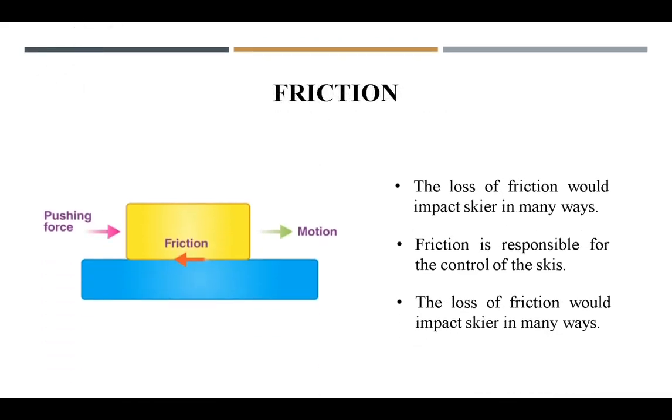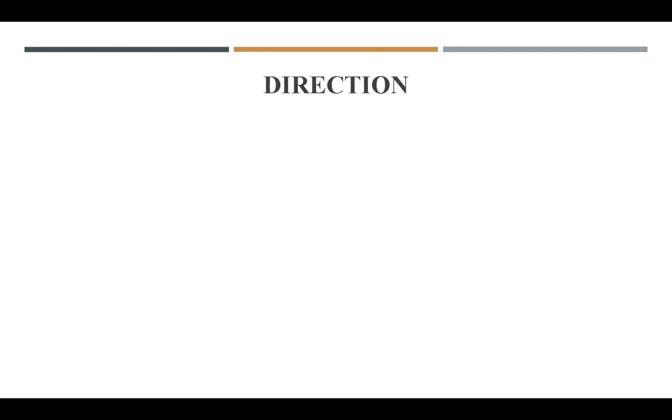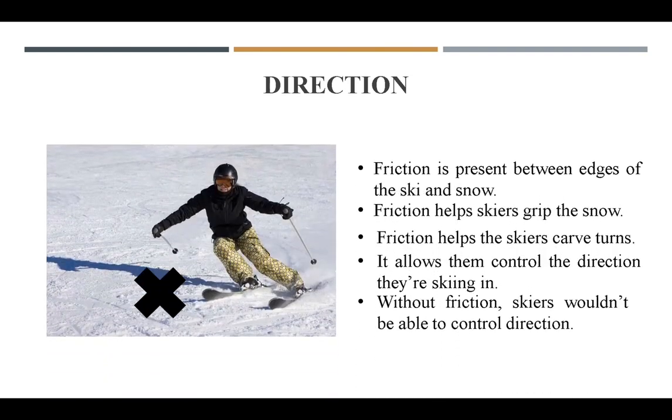Friction is the force that opposes motion. Without friction, skiers would lose control of their skis. The loss of friction would impact the skier in multiple ways. Friction always acts in the opposite direction of motion, indicating it decreases the speed of the ski. Typically, skiers use the sharpness of their board and its position to control their speed. However, without the force of friction acting upon it, the skier would lose total control of the board. Additionally, the presence of friction between the edges of the ski and the snow helps the skiers grip the snow. Furthermore, this allows the skiers to carve turns and have control over the direction they're skiing in. Without the force of friction, skiers would lose the ability to change the direction of motion.